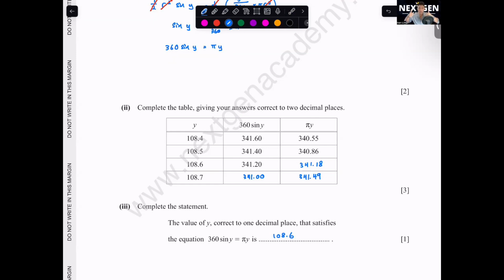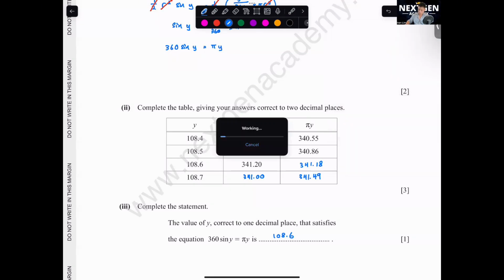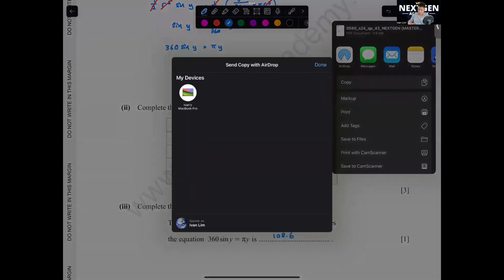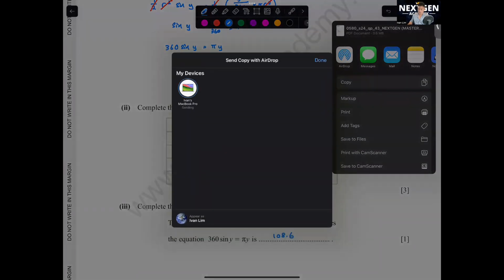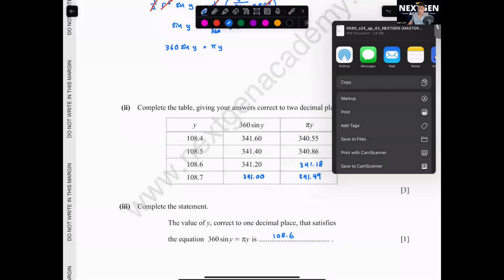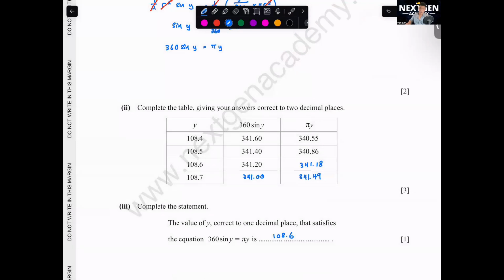Okay, good. Final paper, May, June 2024, paper 4-3. Yeah, they got creative. No solving of trigo this paper. Correct. Probably came out in your paper 2 already. Have to look back. All right, so I want you all to go and calculate the marks. I will be sending this to you all to mark it. This is the final paper for your revision for this May, June.